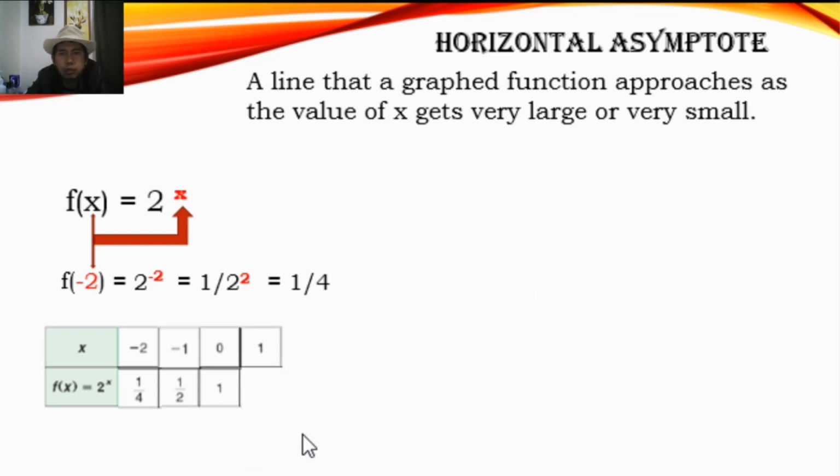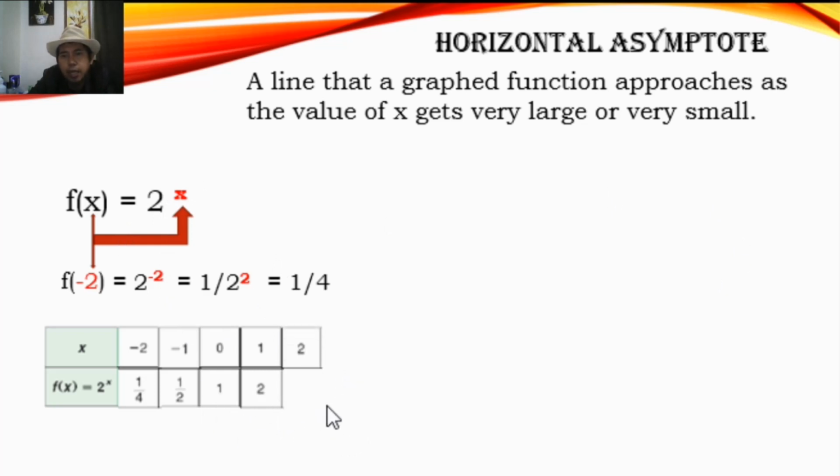Next, what about if my x is positive 1? What would be my y? My y will always be 2. Why 2? Because in the laws of exponent, any number raised to 1 will always be the number. So in here, 2 raised to 1 will always be 2.